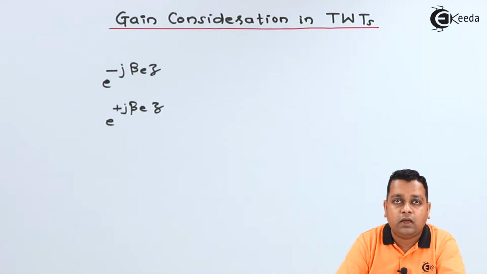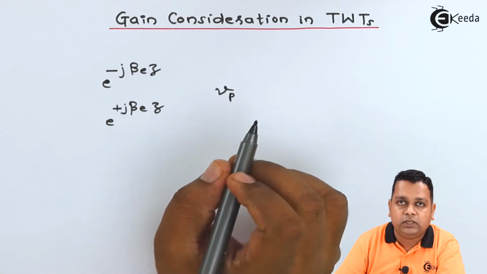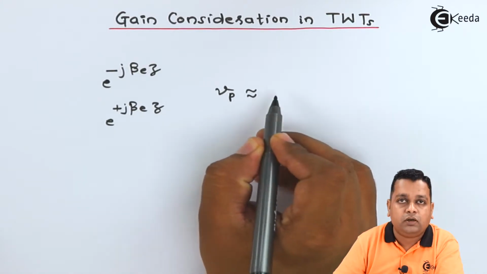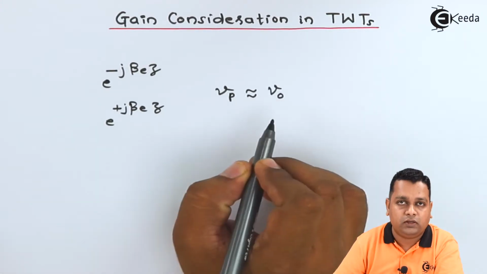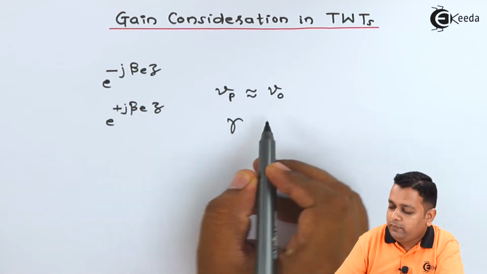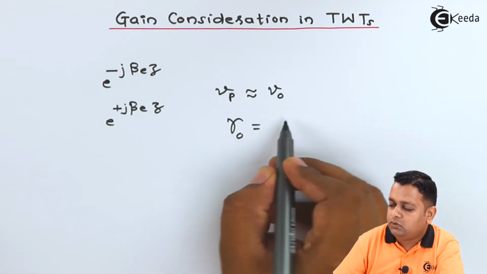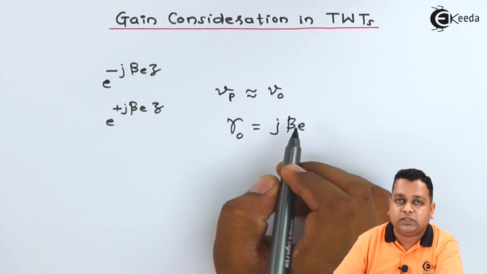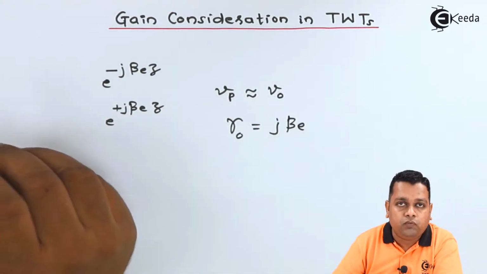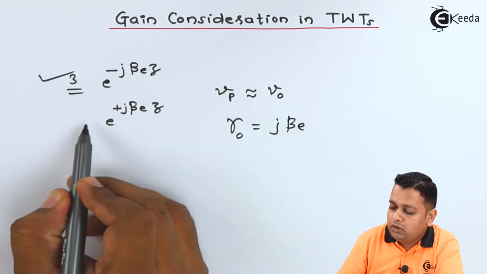For obtaining these, we set the phase velocity of the microwave signal that is to be amplified approximated to that of the DC electron velocity, and it was all done in terms of the propagation constant gamma. Finally, with no losses, we assumed gamma 0 to be equal to j times beta suffix e. Now to look at the gain consideration, out of the four waves, the three forward waves are helpful to us. We don't want the backward wave.